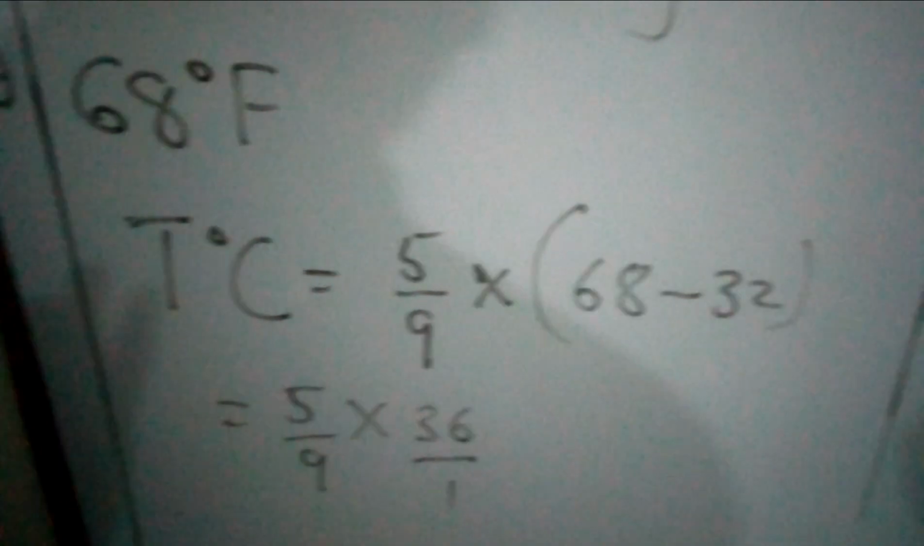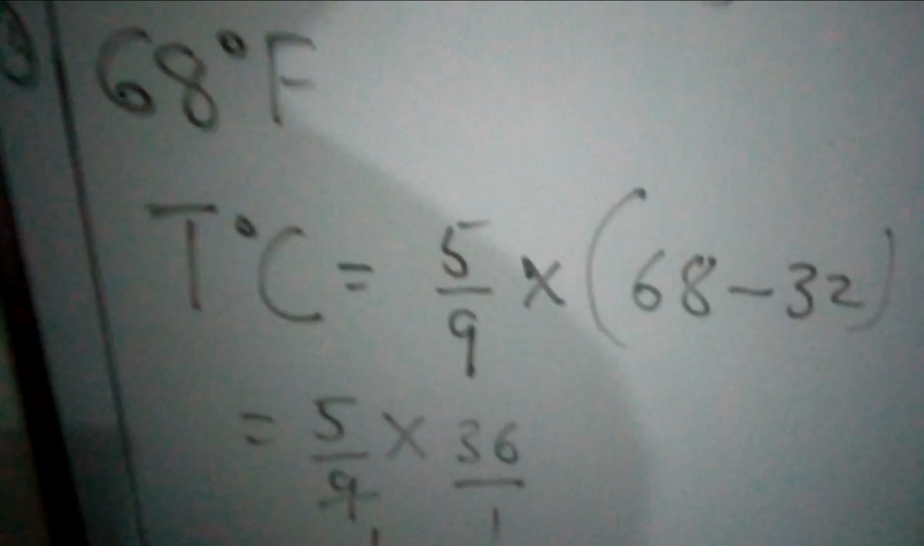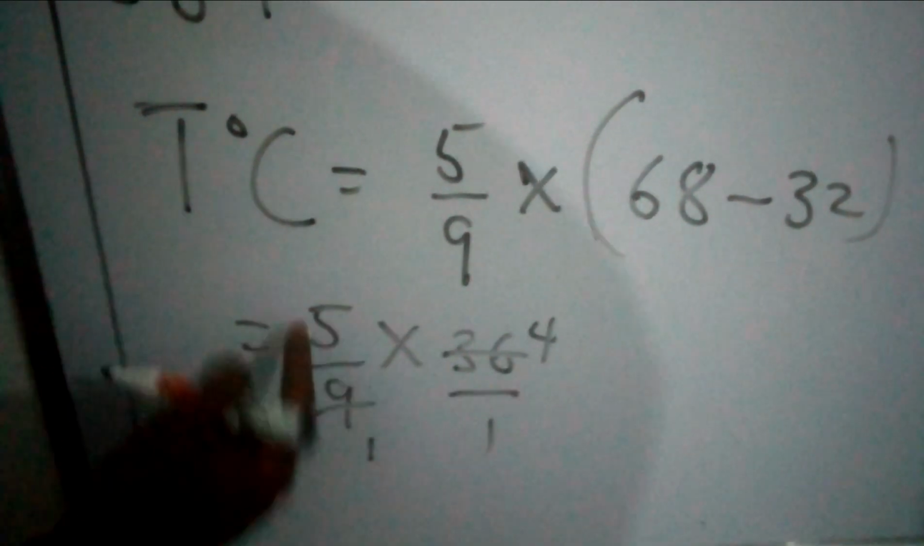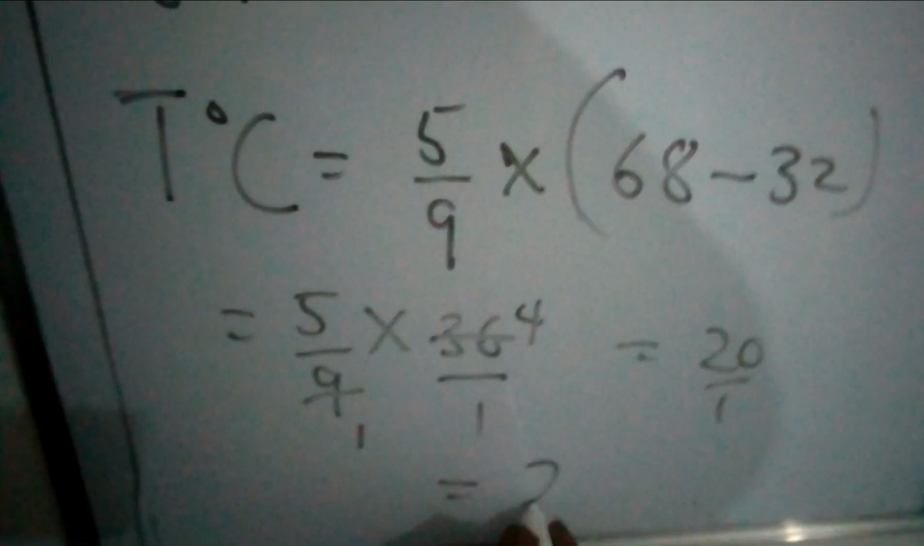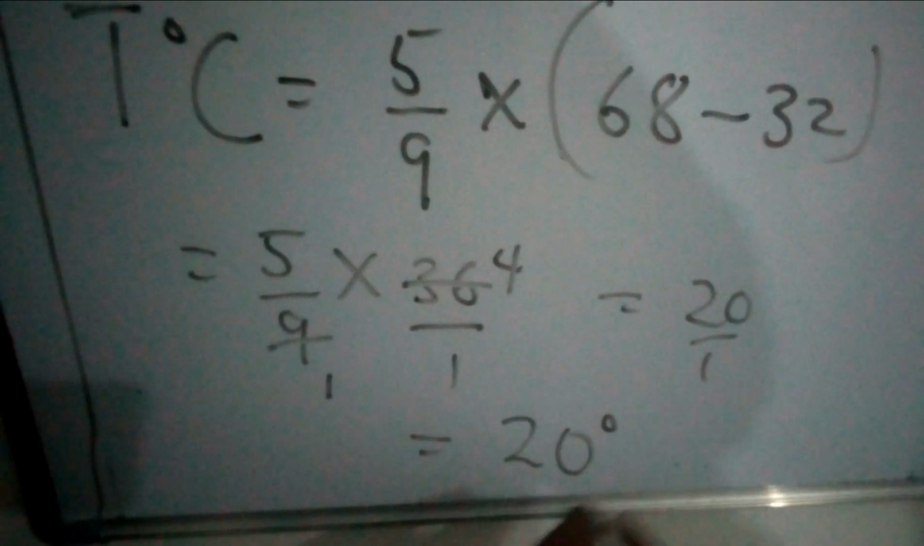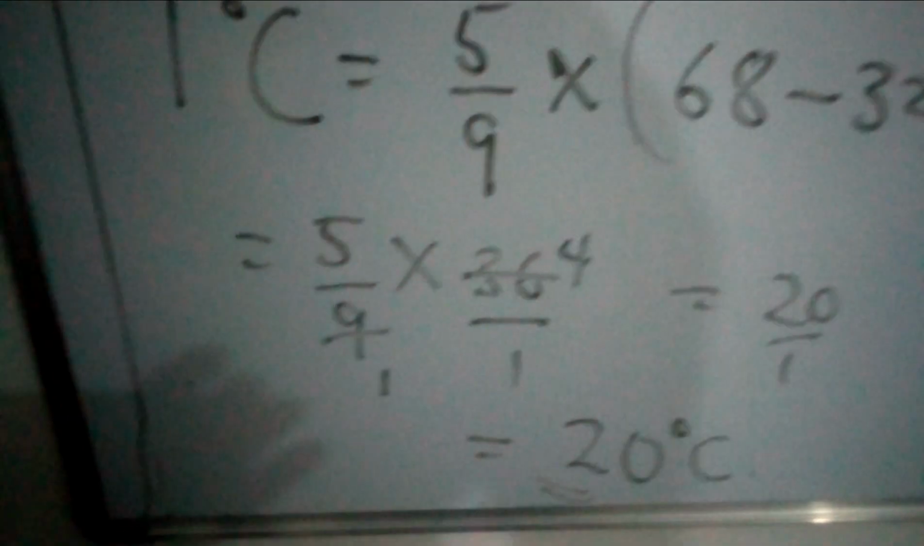In this multiplication of fractions, you look for a way to cancel out. 9 into 9 is 1, 9 into 36 is 4. 5 times 4 gives you what? 20 over 1. And your final answer is what? 20 degrees Celsius. So you have been able to convert 68 degrees Fahrenheit to the Celsius scale, and the answer is 20 degrees Celsius.